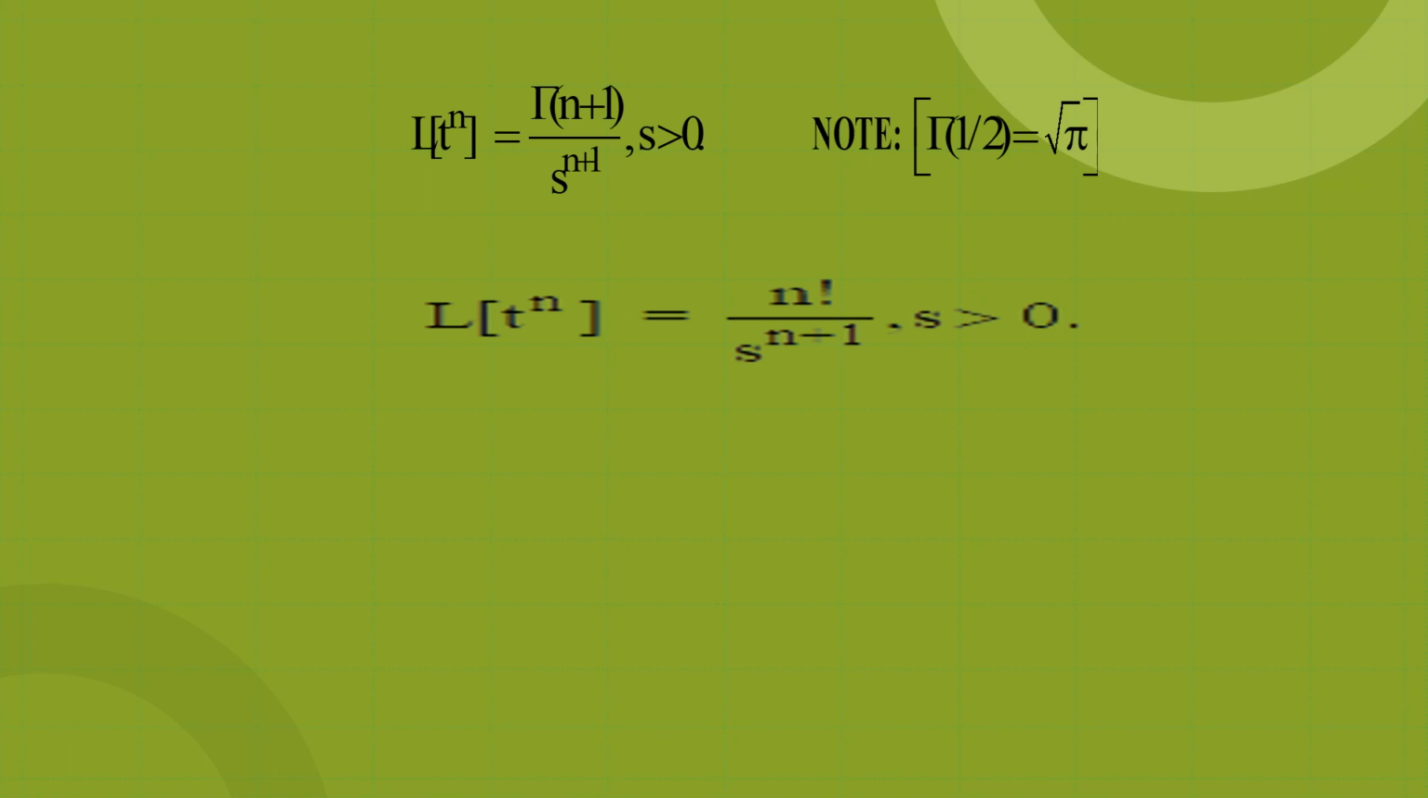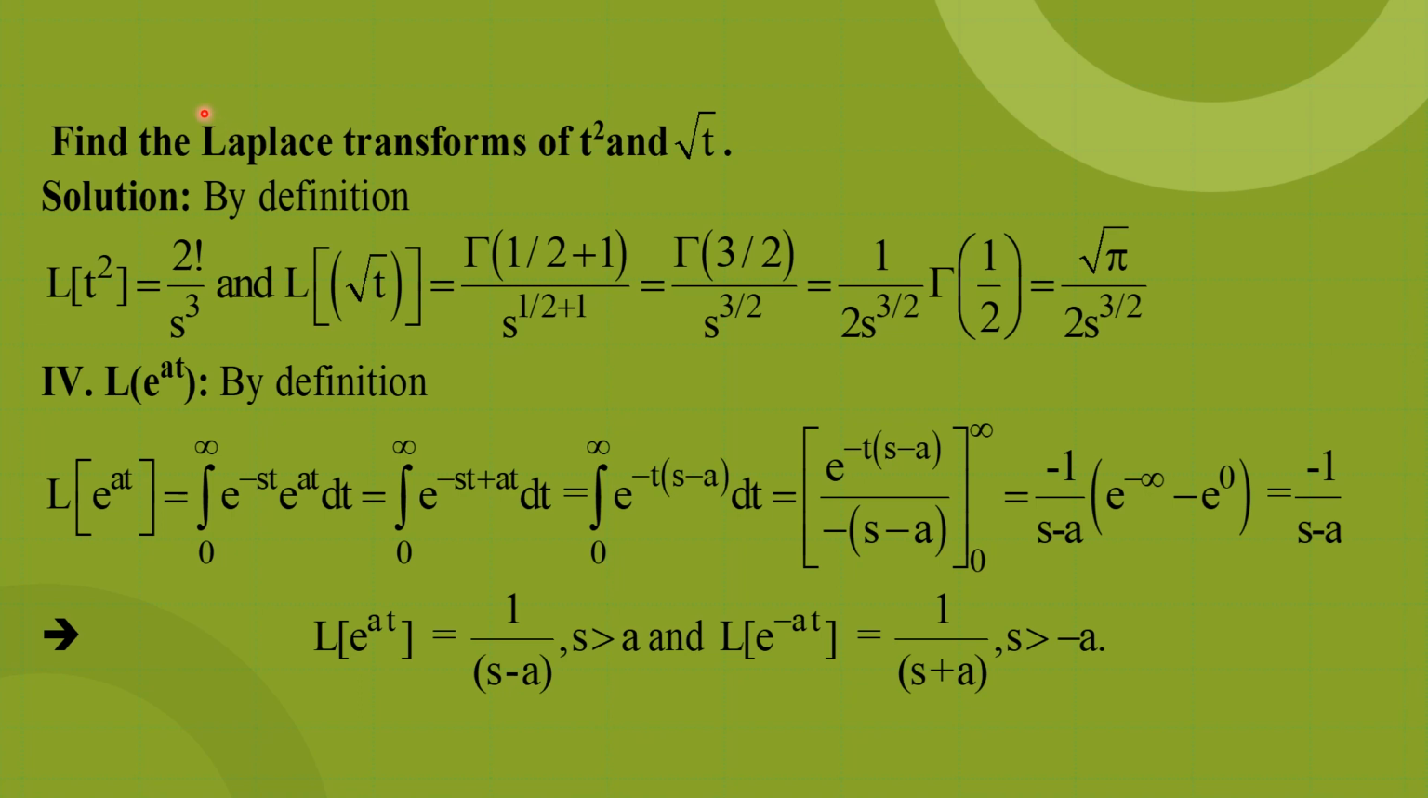So, we have discussed in the last lecture these two formulas: Laplace of t power n equals gamma n plus 1 over s power n plus 1, when n is any real number. You know that gamma 1 by 2 is equal to square root pi. Laplace of t power n is equal to n factorial over s power n plus 1 whenever n is a natural number. So by using these formulas we find the Laplace transform of t square and square root t.